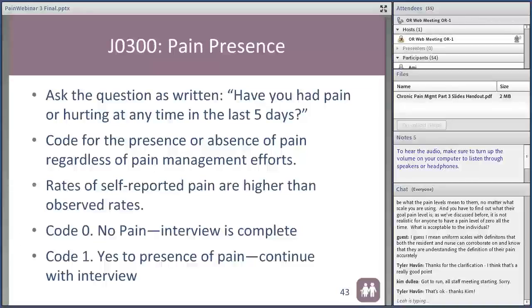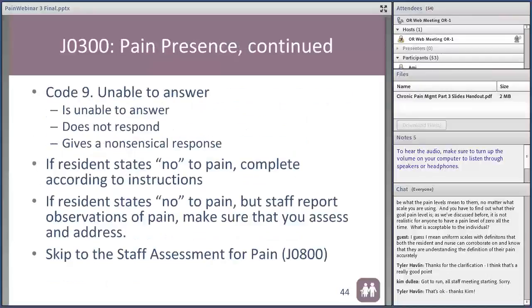Now, of course, with J0300, the very specific directive from the RAI is to ask the question as written: have you had pain or hurting at any time in the last 5 days? Code for the presence or absence of pain, regardless of the pain management efforts. Rates of self-reported pain are higher than observed pain. So we're going to either code 0 for no pain, where the interview is complete, or 1 for yes to presence of pain, and then of course we're going to continue with the interview. And again, remembering the timing of that interview is critical.